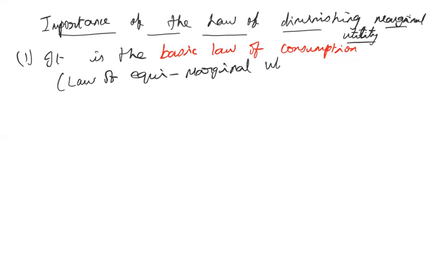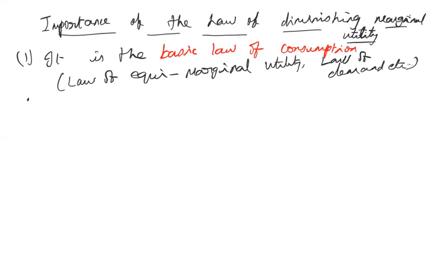Law of equi-marginal utility, the law of demand, consumer surplus. There are so many other laws of consumption, which are trying to provide some information to the consumer. All those other laws of consumption are based on this first law, that is the law of diminishing marginal utility. So it is the basic law of consumption.